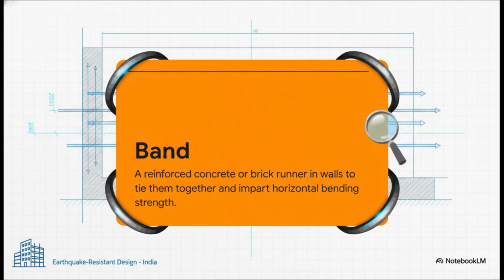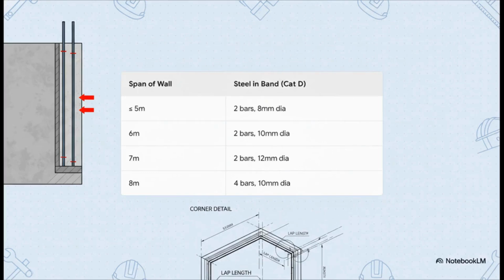The best way to picture what they do is to think of the steel hoops on a wooden barrel, right? Those hoops are what hold all the individual wooden slats together. In the exact same way, these reinforced concrete bands circle the building, tying all the walls together and forcing them to act as one single rigid unit. This is what we call box action. And the code gets incredibly specific. Table 6 doesn't just say, hey, add some steel. It tells you the exact diameter and the number of bars you need based on how long the wall is.